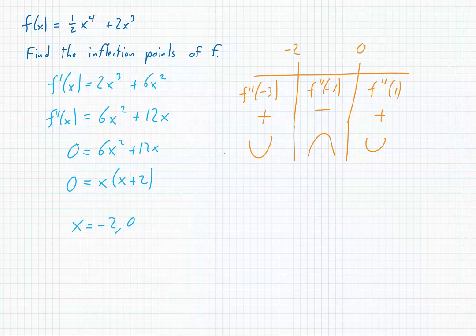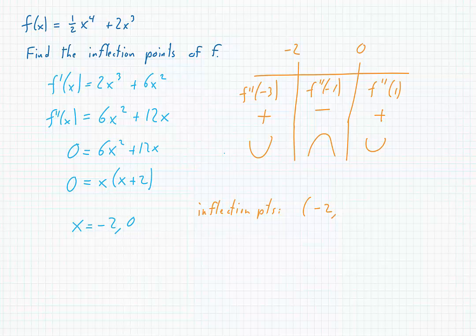Both numbers are numbers in the domain of the original function. So we're going to have two inflection points, or points of inflection if you prefer. The first is going to start with the coordinate negative 2. So we're going to need to plug negative 2 into the original function to find the y value that goes with it. So we're going to be interested in 1/2 times negative 2 to the fourth power plus 2 times negative 2 to the third power.